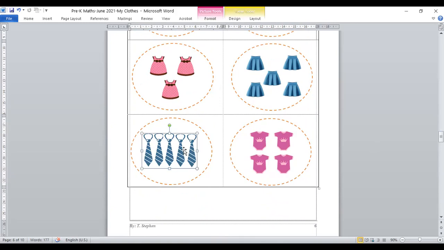The tie, how many ties are there? 1, 2, 3, 4, 5. Right, there are 5 ties. So it's enough to trace around. Good. So it's all for today, guys.